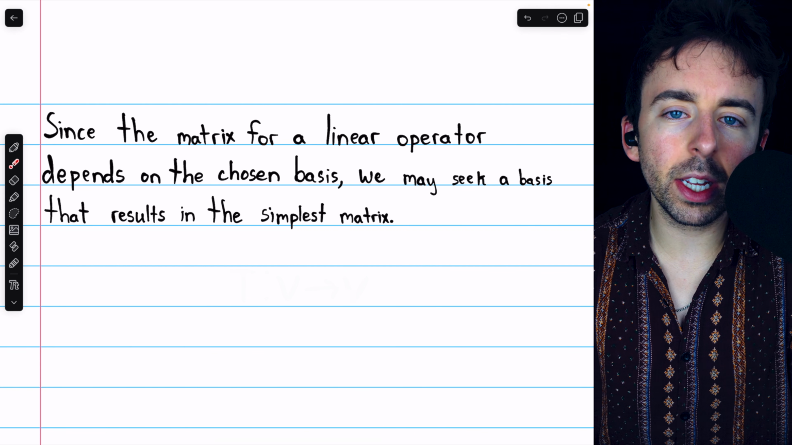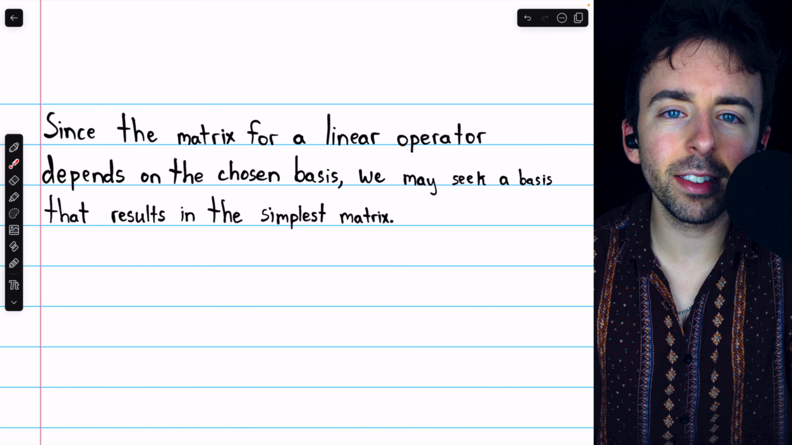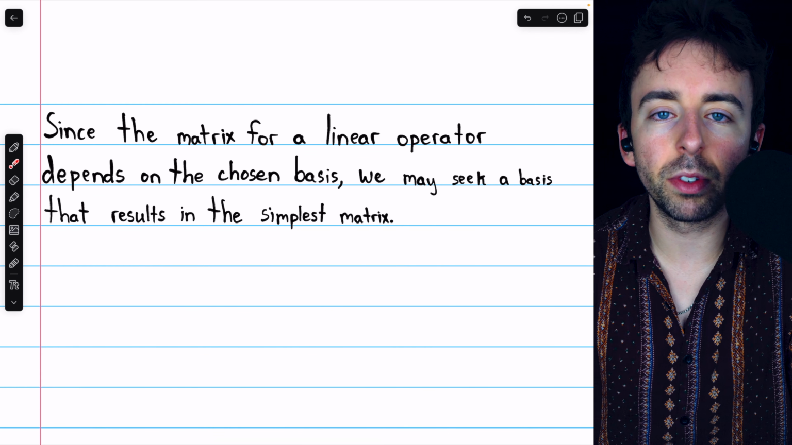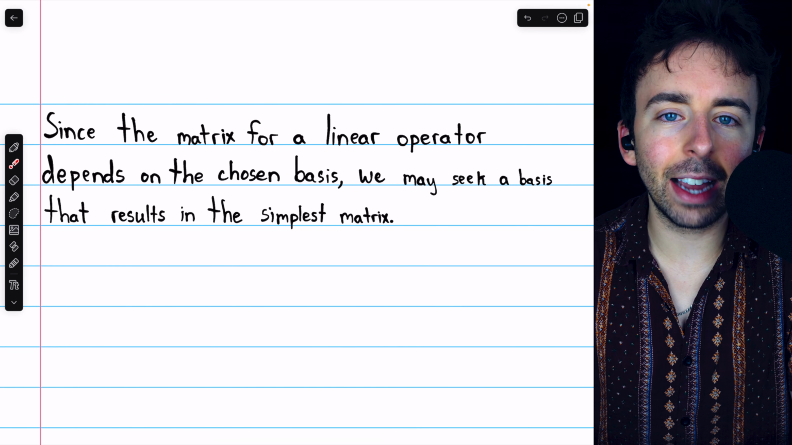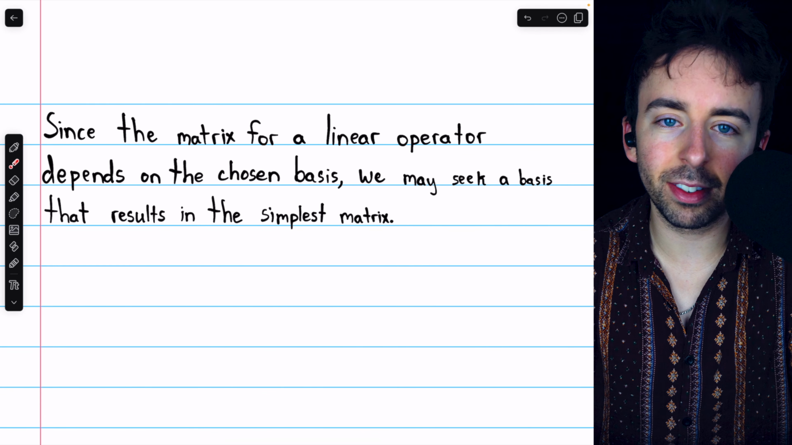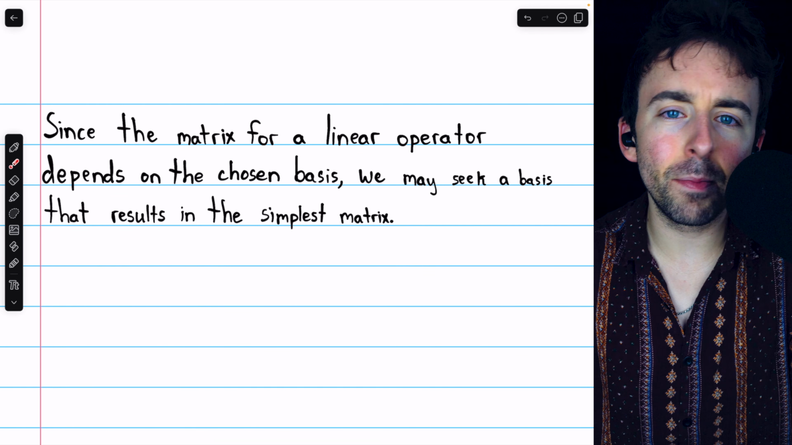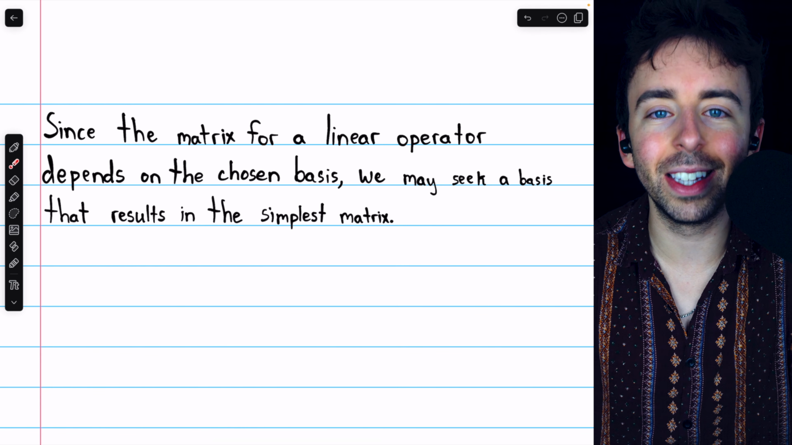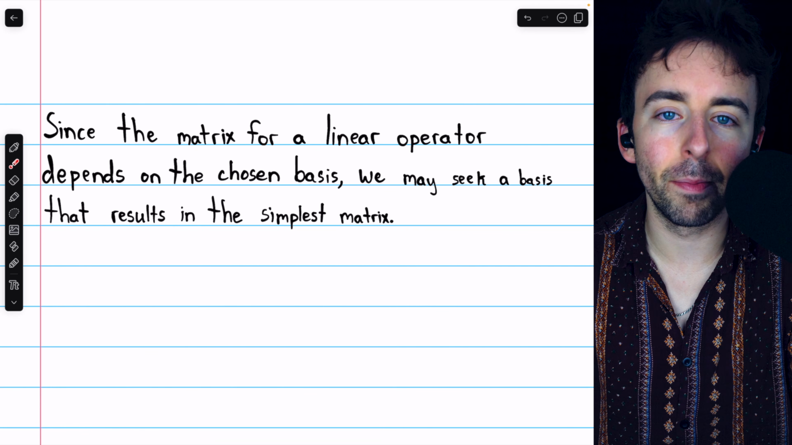We'll begin with a quick example showing a transformation matrix with respect to a particular basis, and then a more simple transformation matrix that results from using a different basis. Throughout the rest of the video, we'll investigate the connection between matrices for the same linear operator with respect to different bases, and in the end be able to make a lot of new definitions with regard to linear operators that we previously only made with respect to matrices.